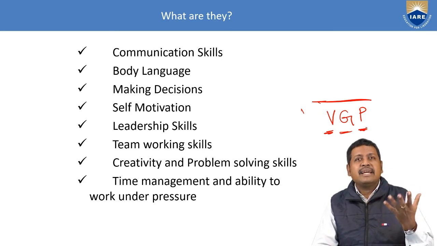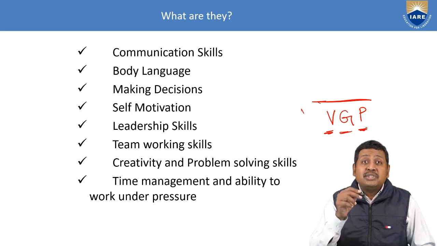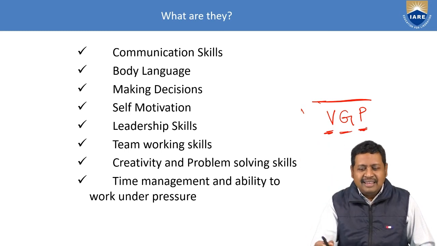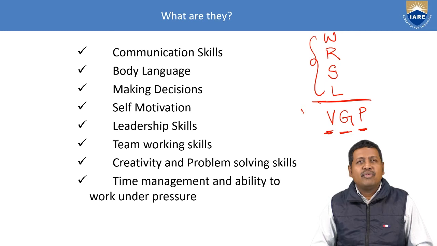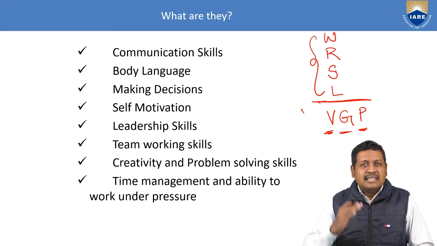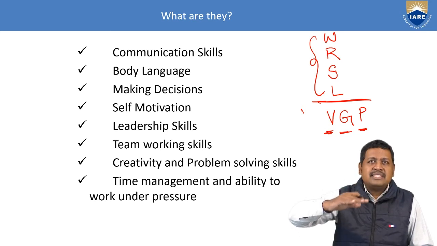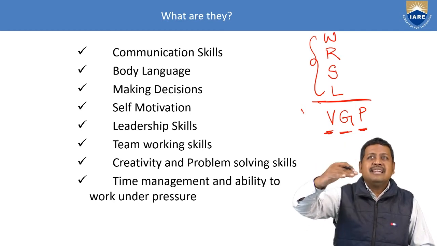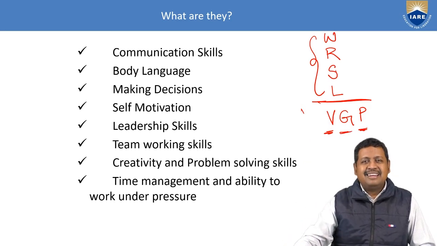So spoken communication: vocabulary, grammar, pronunciation. Written communication: vocabulary, grammar, punctuation, commas, full stops, semicolon, hyphen, quotation marks, all that. Listening is the first floor, speaking the second, reading the third, writing the fourth. The four floors. When I compare this to an apartment, VGP is the foundation. That's the basement. And on the basement of this VGP, listening is built, speaking is built, reading is built, and finally the writing. Interesting, isn't it? Okay, fine.